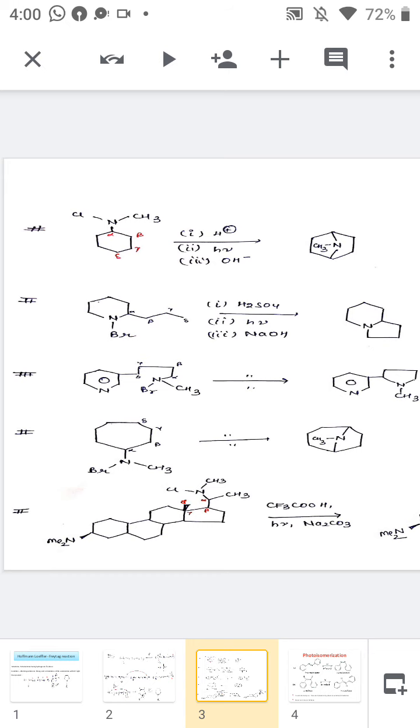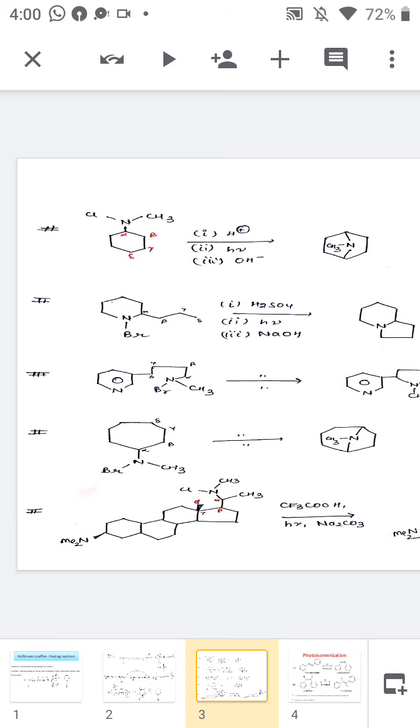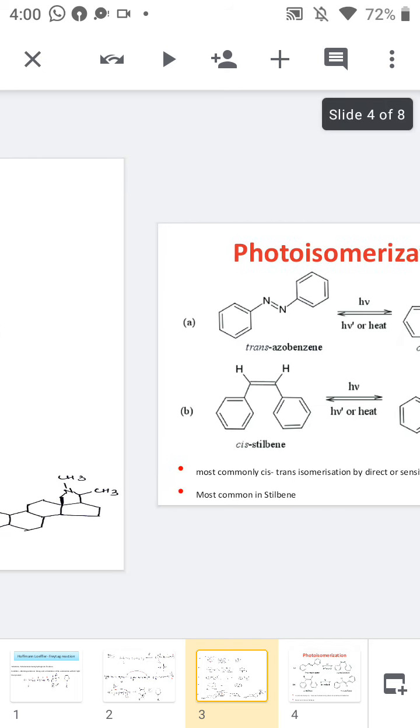And similarly in the next case also, the amine is attached to a cyclic amine and attached to a halogen atom. And in the third example, there are two nitrogen atoms and one of the nitrogen atoms is attached to a halogen. So these are the different examples for the reaction.